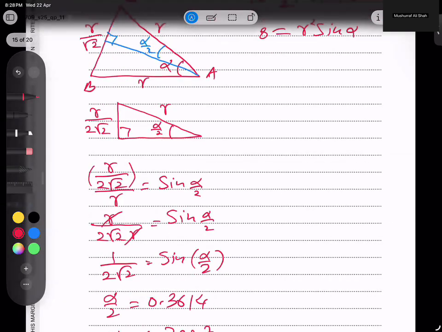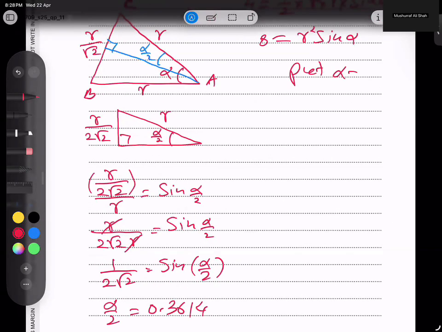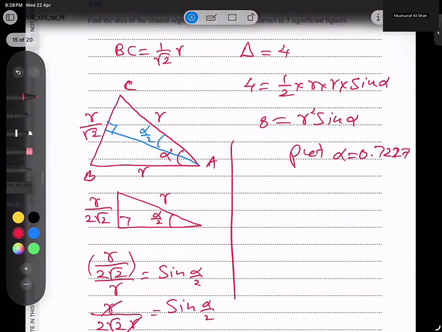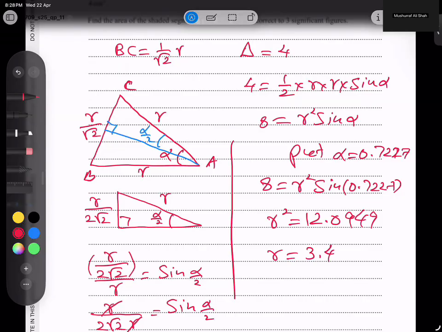Now, students, this alpha value I can plug in. Put the alpha value here, 0.7227. When I plug it in here, what happened? Let's see. 8 equals r squared into sine of 0.7227. If I take the sine of this angle, 8 is divided by this answer. I'm getting r squared is equal to 12.0949, and taking the root of this, I'm getting a radius value of 3.4777.